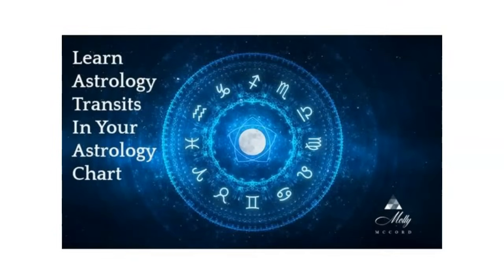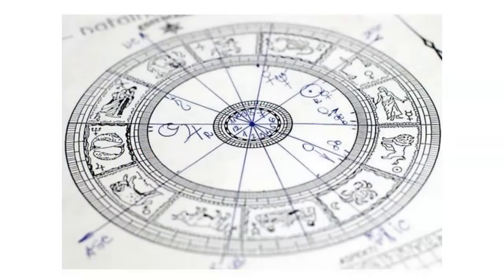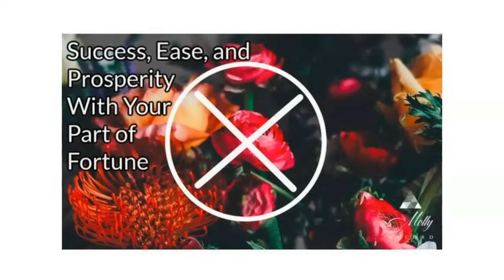But it's important to understand how we arrive at the part of fortune in your chart. It's also called Fortuna and Pars Fortunae. So it has a few different names, but we commonly will say part of fortune. You might also hear it referred to as the lot of fortune.